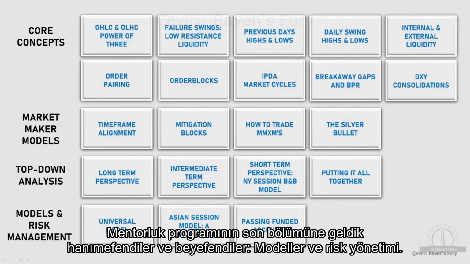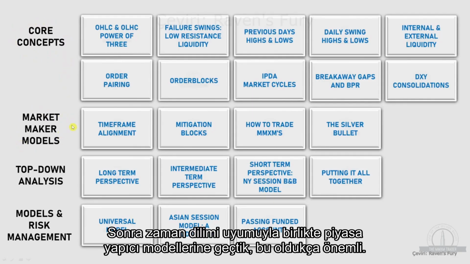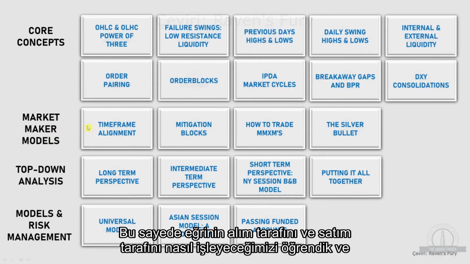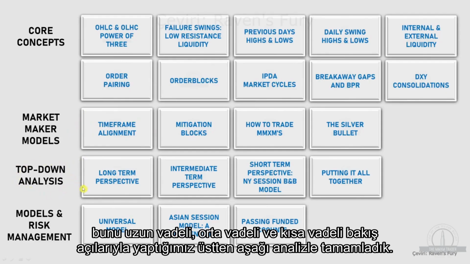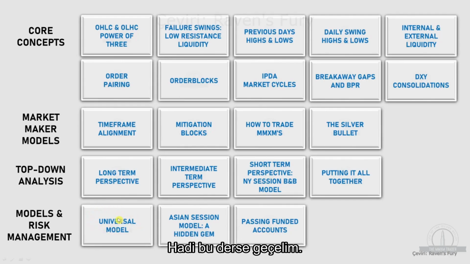We've arrived at the last section of the mentorship, ladies and gentlemen: models and risk management. Now we went over core concepts, right? Our foundation of this mentorship. Then we went into those market maker models with time frame alignment, very important. We know how to trade the buy side and the sell side of the curve with this, and wrapped it up with that top-down analysis, right? That long-term, intermediate term, and short-term perspective to finish off the complete model. So we're going to talk about that universal model right now. Let's get into this lesson.